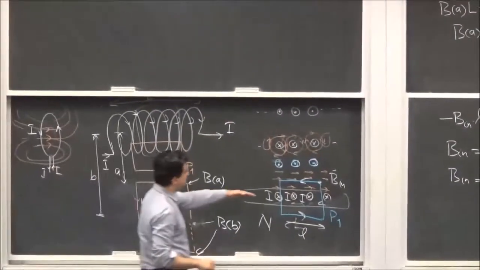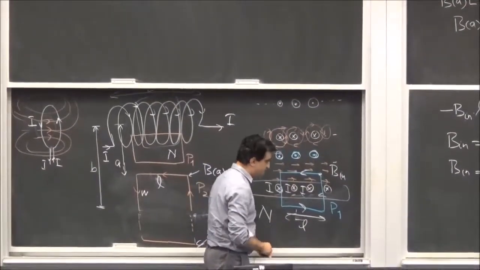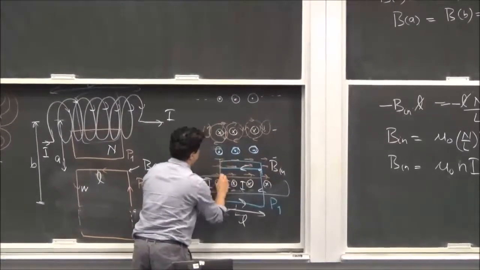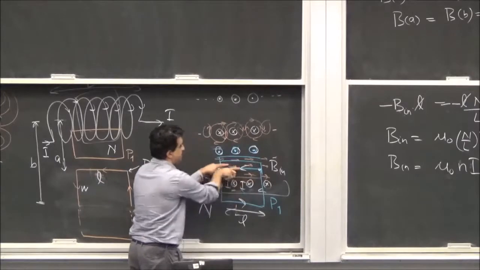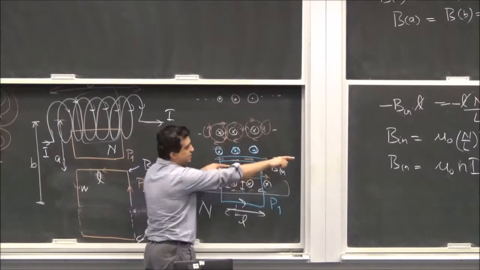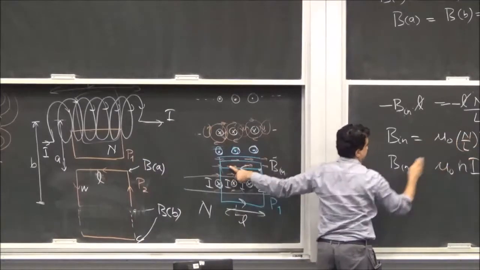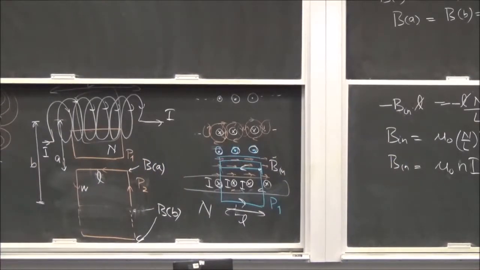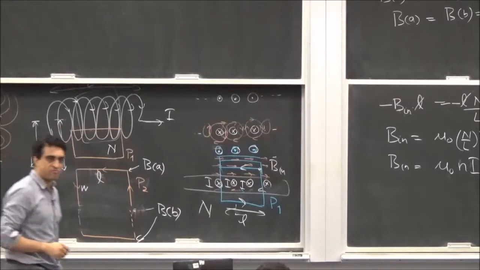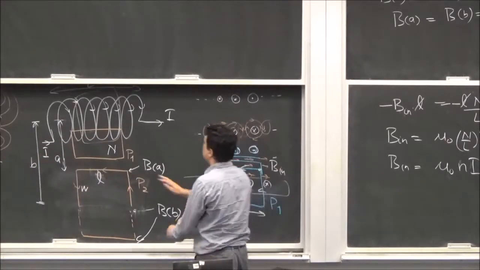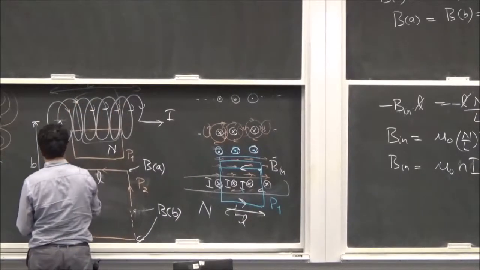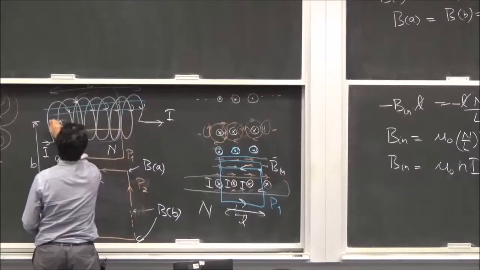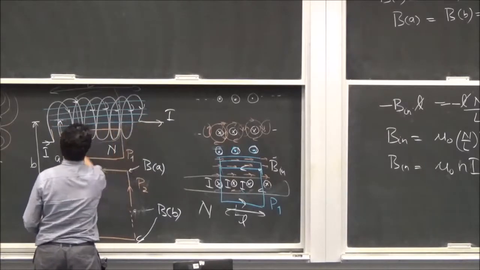And this would be uniform throughout, because if I take my Amperian loop like here or anywhere inside, the magnetic field, because the right hand side is exactly the same, the left hand side would also be exactly the same. So the field within the solenoid would be a uniform field with equal magnitude throughout. So what you would have in such a case is a magnetic field which is uniform inside the solenoid.